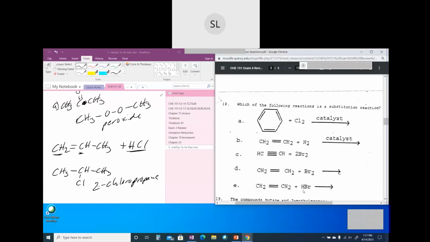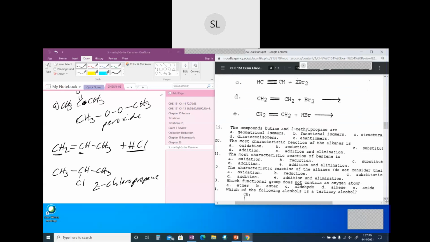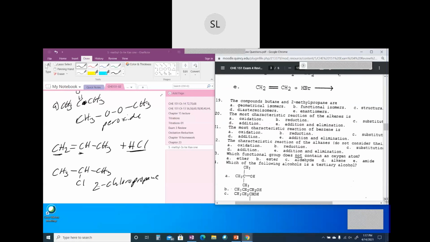Part E, it's going to do Markovnikov, except this side has two H's and that side has two H's, so it doesn't matter. So one side gets an H, one side gets a Br. Since both carbons have two H's, it doesn't matter which side you put it on. It will go on both sides.